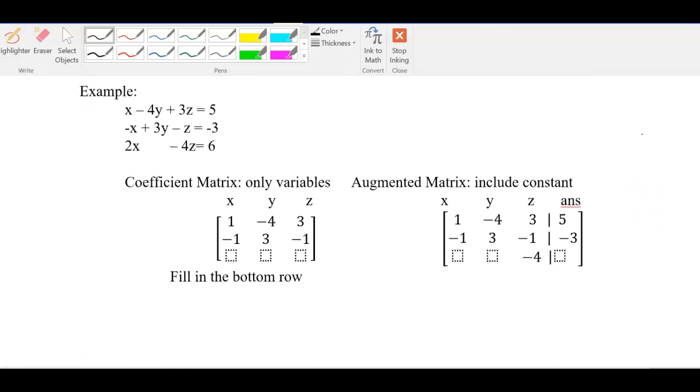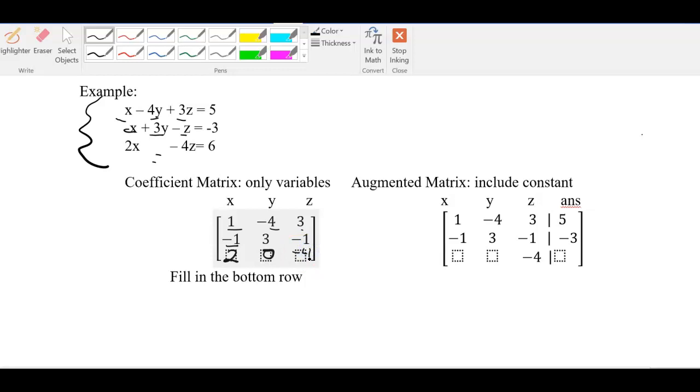So up here, these are my 3 equations. That means I'm going to have 3 rows and 3 columns. So we go 1, -4, 3. My first row. Your second row represents your second equation. So it's -1, 3, -1. Your third row represents your third equation. Now be careful here, you're missing the y. So you put the 2 in for x, 0 in for y, then -4 for z.